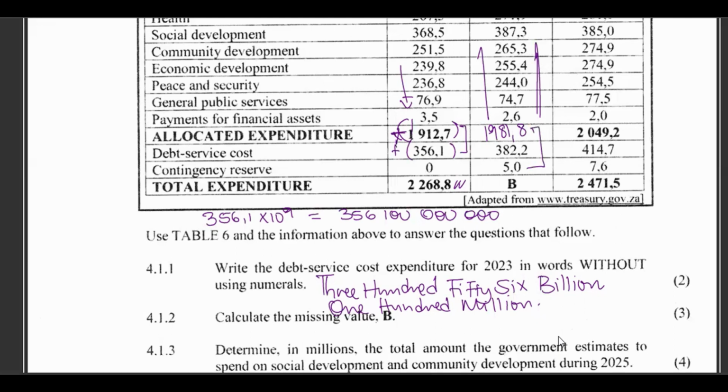We add these two. So meaning we are going to take 1,800 plus our 5 there, plus a 382,2. What answer do you end up having? 1981,8 plus 5 plus 382,2. So here the answer became 2,369. That's the answer that we have for the value of B.